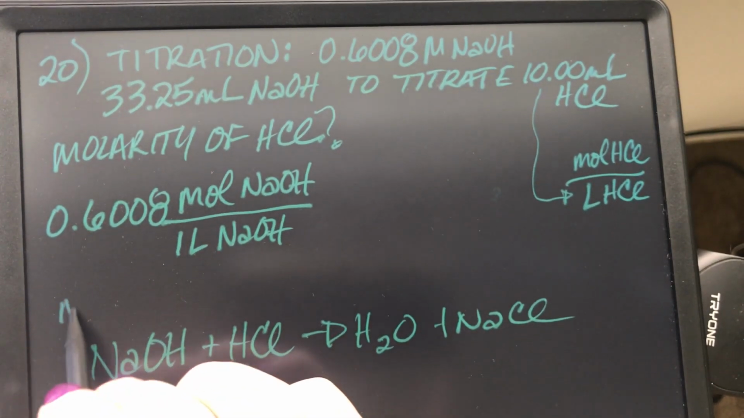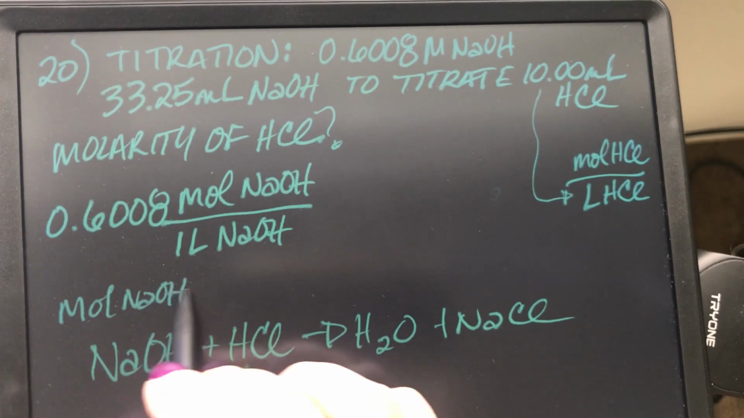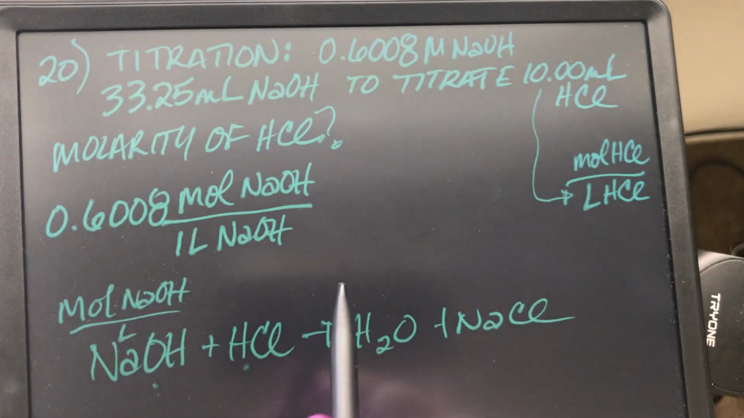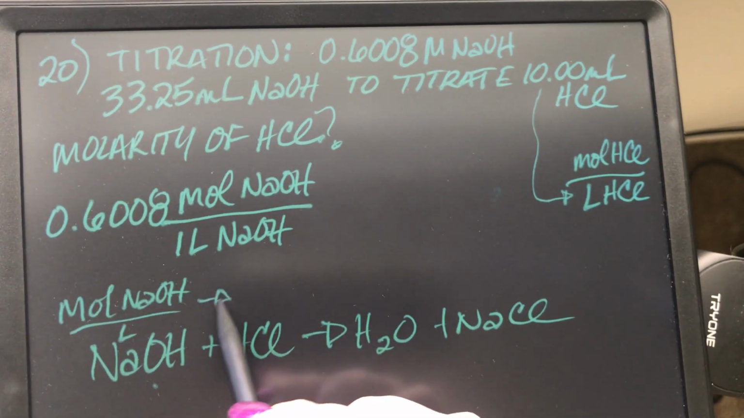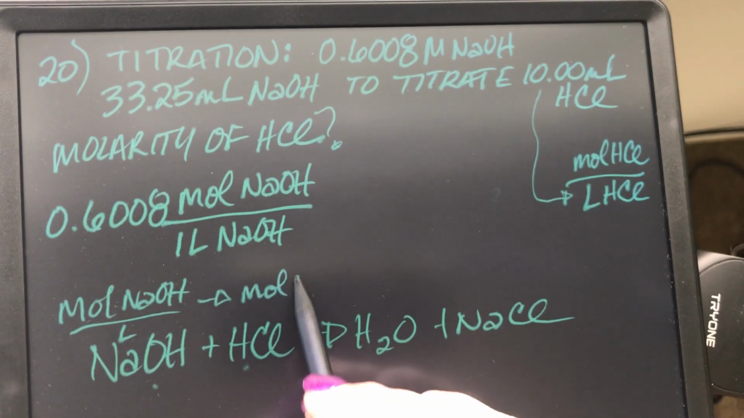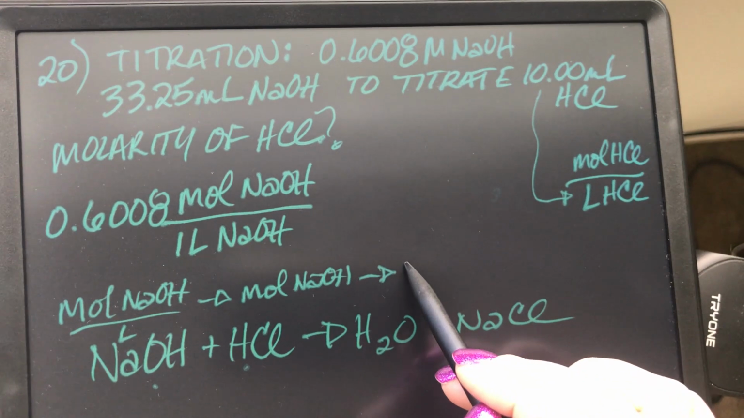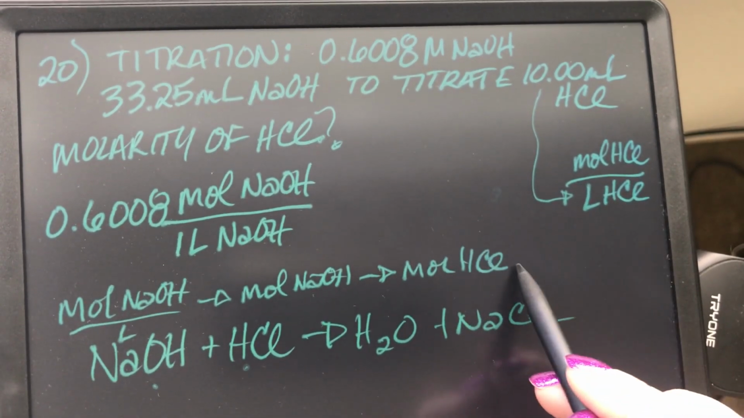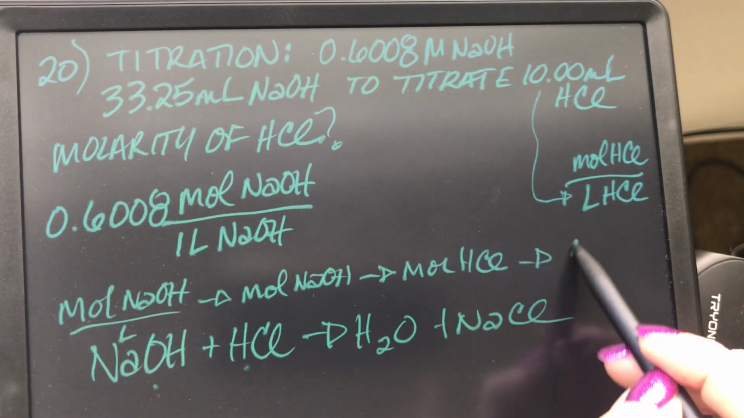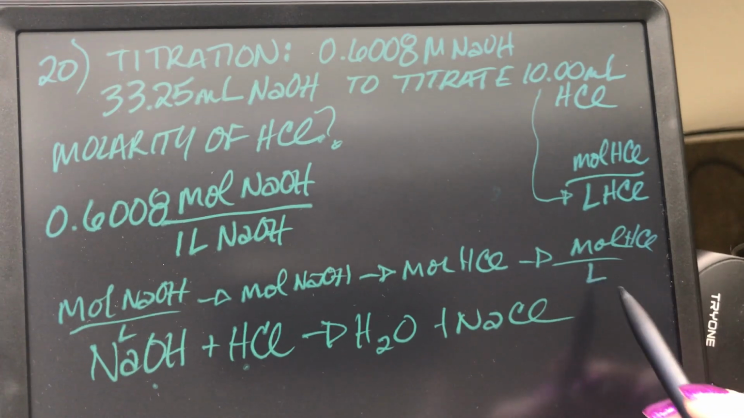So we want to take the molarity of NaOH and turn it into moles of NaOH, which we can then convert to moles of HCl, right? And then once we have moles of HCl, we just divide by the volume.